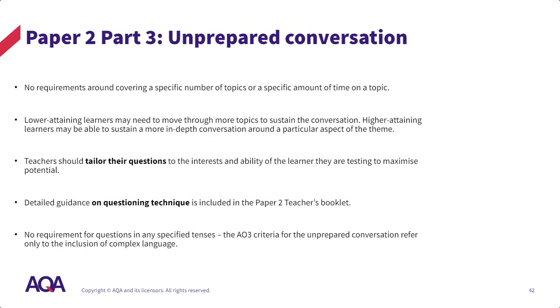A very important point is that there is no requirement for questions in any specified tenses in the AQA unprepared conversation, and this is not the same as other accredited exam boards. The AO3 criteria for the unprepared conversation refer only to the inclusion of complex language, and there are examples of complex language in the Paper 2 mark scheme, which does, of course, include the use of different tenses and time frames. It just isn't a requirement in the same way it is for the current exam. No reference to tense usage specifically means the AO3 criteria is less demanding, and it removes a hurdle for students. The emphasis really is on communication.